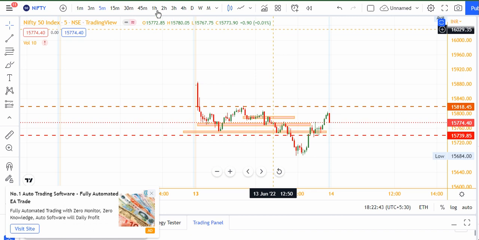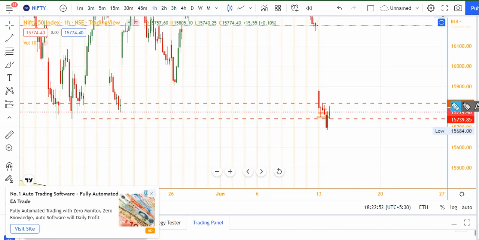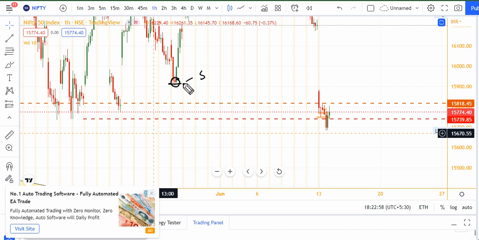Before that, let us also identify one more important level and let us go to the hourly time frame. I'm keeping the video very short, not including everything, but yes, trying to cover what is important for tomorrow. You can see this level over here. This level was an hourly support. So this level is somewhere around 15,910. So we will take it as 15,915. So we have three important levels: 15,915, 15,818, and 15,684 somewhere around.